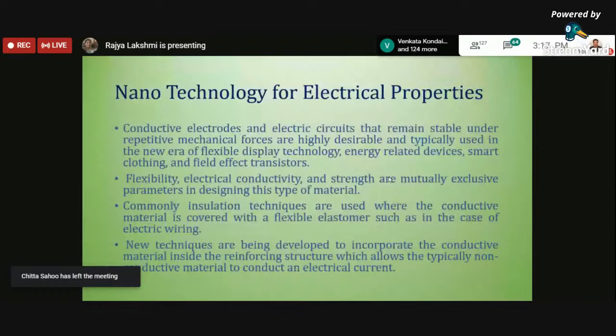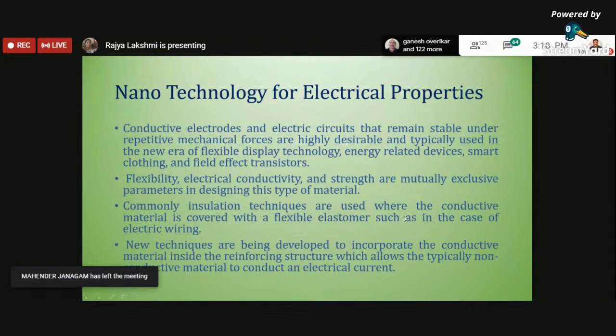If you observe storage devices, previously people stored data on floppy disks, then modified it into CDs and DVDs. Nowadays it is the pen drive. But look at the size of the device, and then look at the storage capacity. All these comfort and size changes are happening just because of nanotechnology only. Nanotechnology is also helping to improve flexibility, electrical conductivity, and strength, which are exclusive parameters, especially in designing any type of material with respect to electrical properties.